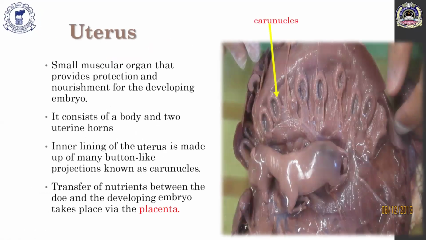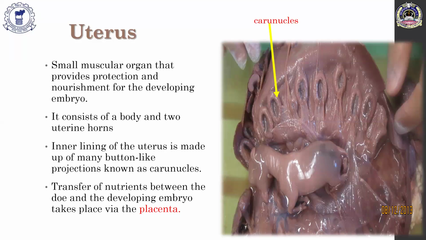Afterwards, when we talk about the uterus, it is a small muscular organ that provides protection as well as nourishment for the developing embryo. It consists of two horns as well as a body. The uterus has different shapes in different species, like bipartite, Y-shape, T-shape uterus. According to species, it varies. In polytocous as well as monotocous animals, when we talk about polytocous animals, the pregnancy sustains in the horns only.